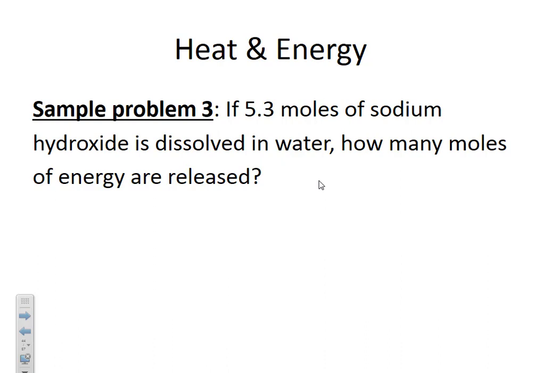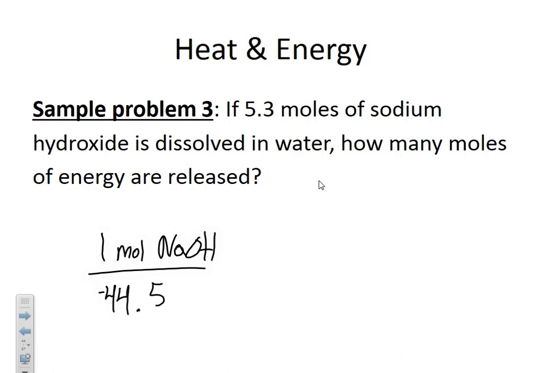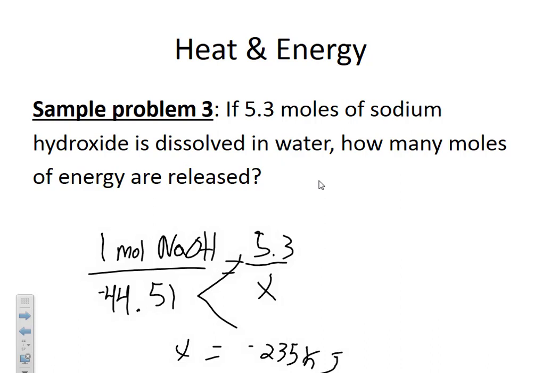And as you look from 6 to the bottom, we know that 1 mole of our NaOH is present, and the amount of heat that is emitted from there is negative 44.51 kilojoules. Now, based off of that, I'm changing to 5.3 moles of sodium hydroxide. So I'm going to put 5.3 over x and then solve for x. Cross multiplying there, you're going to end up with x equaling negative 235 kilojoules of energy.